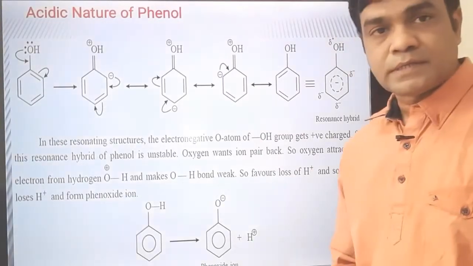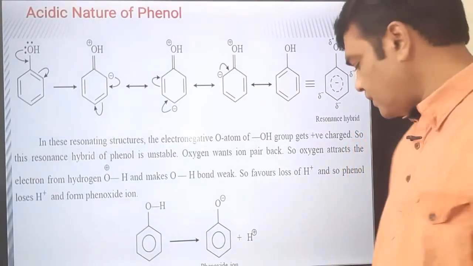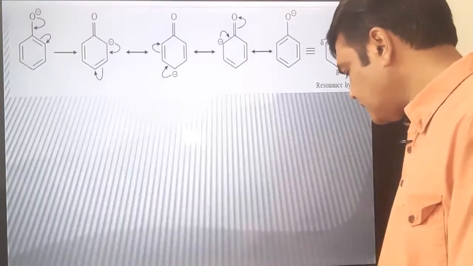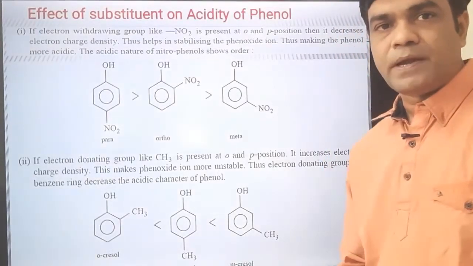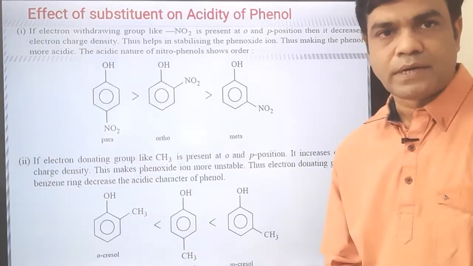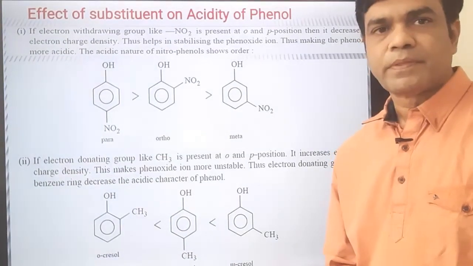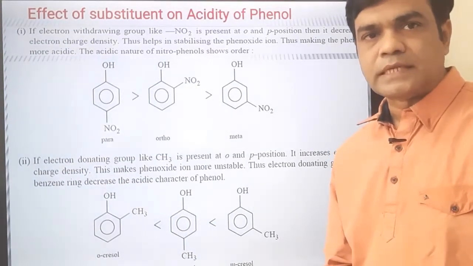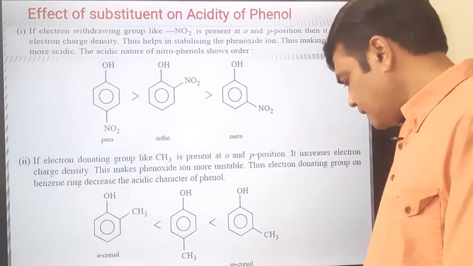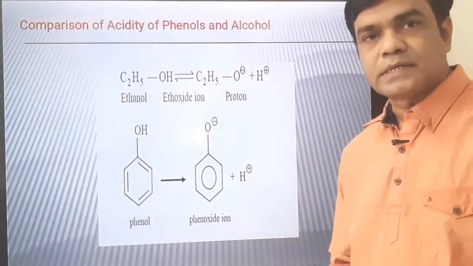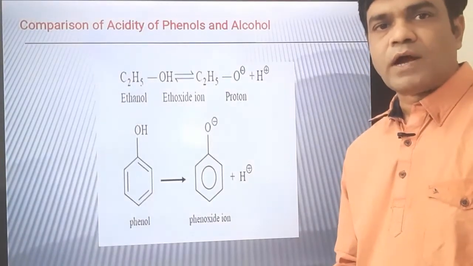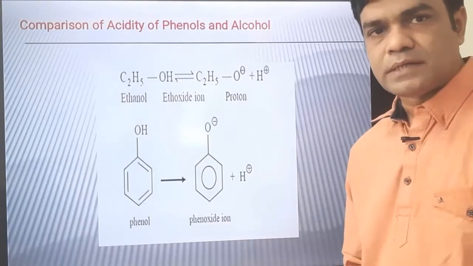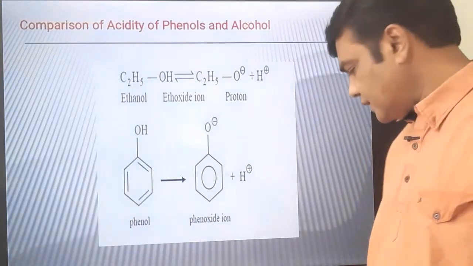After that we have discussed the acidic nature of phenol, why phenols are acidic in nature. We also discussed the effect of substituents, that is electron donating and electron withdrawing substituents, on the acidity of phenol. Thereafter we discussed why phenols are acidic in nature while ethanol, in general alcohol, is not acidic in nature.